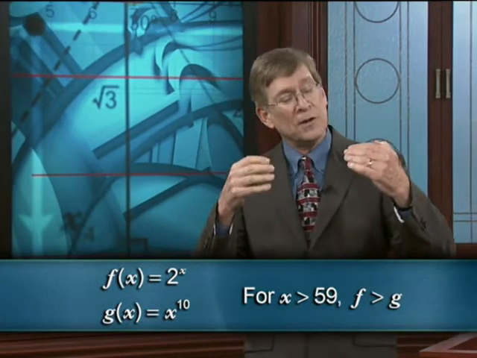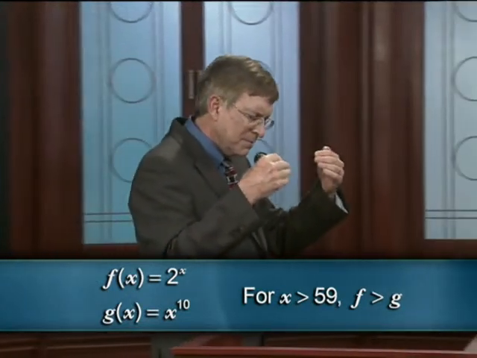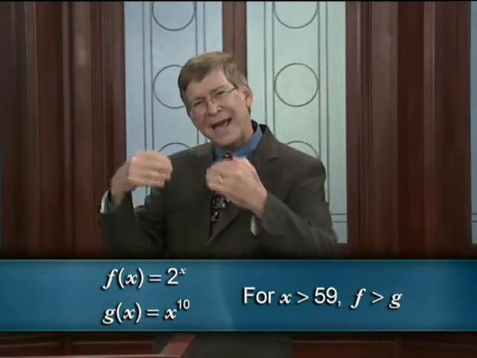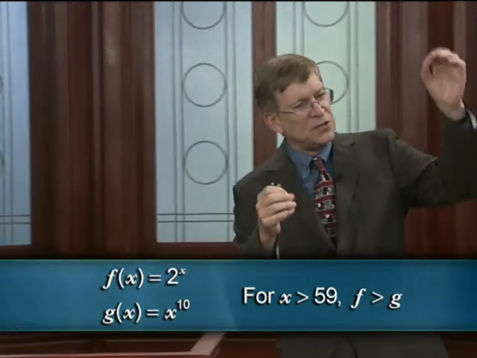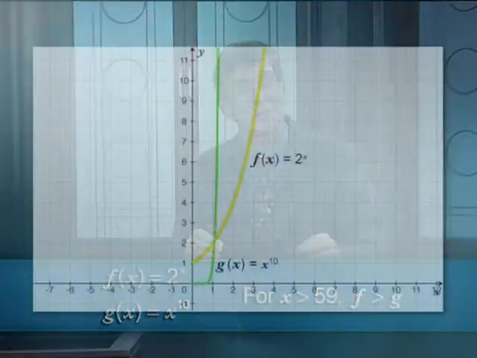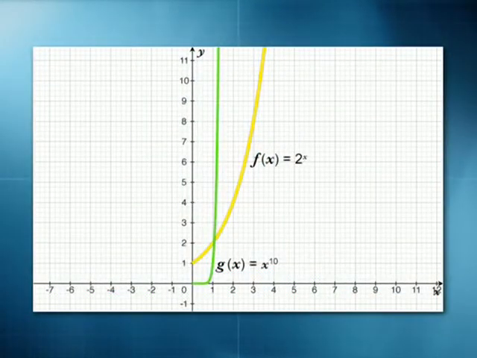And this has an important engineering application, or computer science application. Exponential functions, when they're increasing, increase faster than polynomial functions. Polynomial functions, sure, x to the 10th is pretty big, but that exponential function is even bigger. It just takes a while to show up. x has to be bigger than 59. That's a big number.